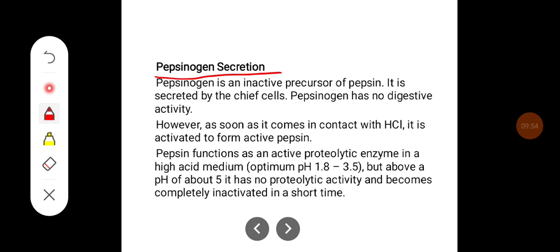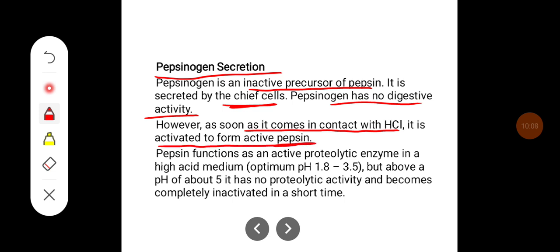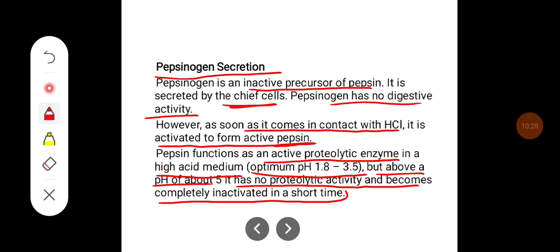Pepsinogen secretion. Pepsinogen is an inactive precursor of pepsin. It is secreted by chief cells. Pepsinogen has no digestive activity. However, as soon as it comes in contact with HCl, it is activated to form active pepsin. Pepsin functions as an active proteolytic enzyme in high acid medium. That is, the optimum pH required for its action is 1.8 to 3.5. But above the pH of 5, it has no proteolytic activity and becomes completely inactivated in a short time.